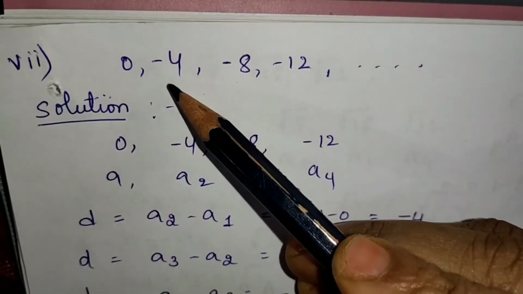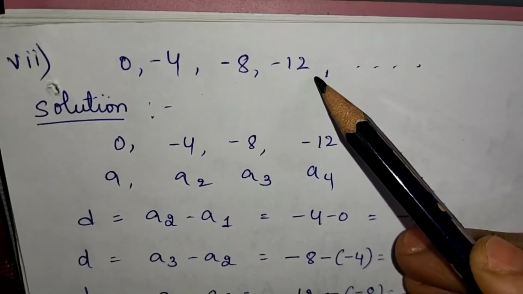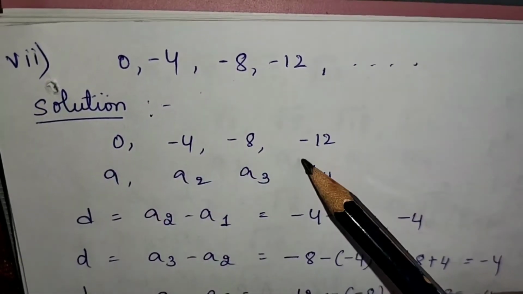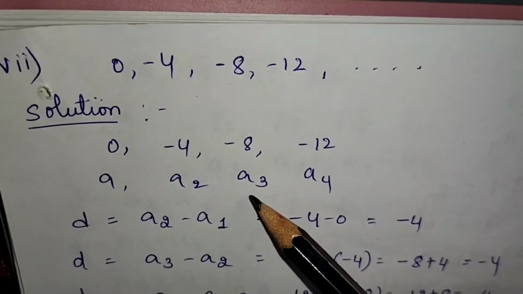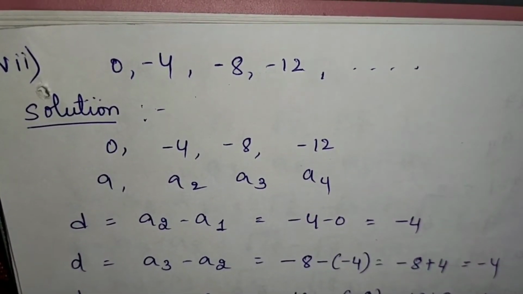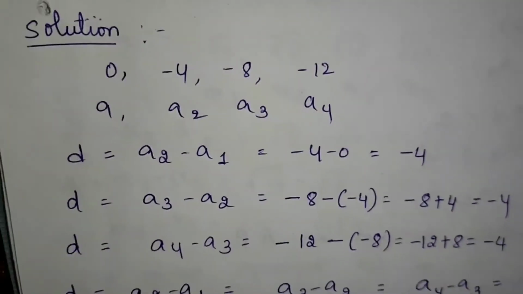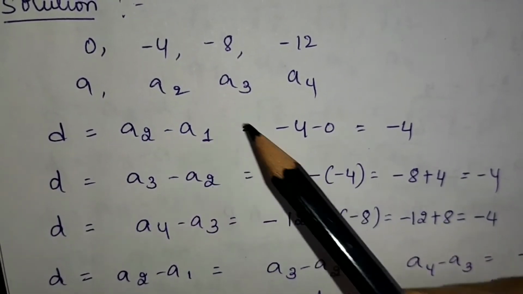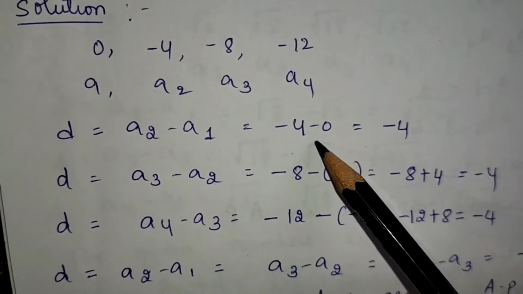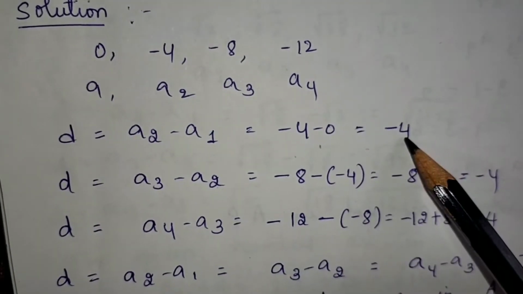Next: 0, minus 4, minus 8, minus 12. Now, write the pattern, whatever the pattern is given, and name it as A1, A2, A3 and A4. The next step is to find out the common difference. Take A2 minus A1, which is minus 4 minus 0, that is minus 4.